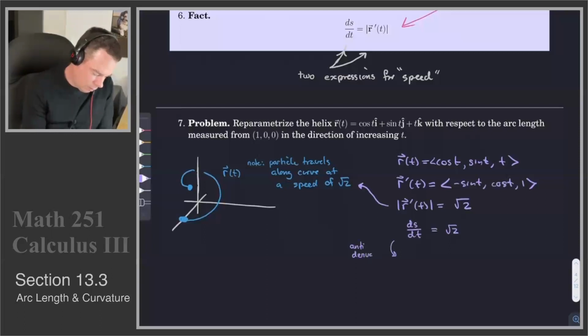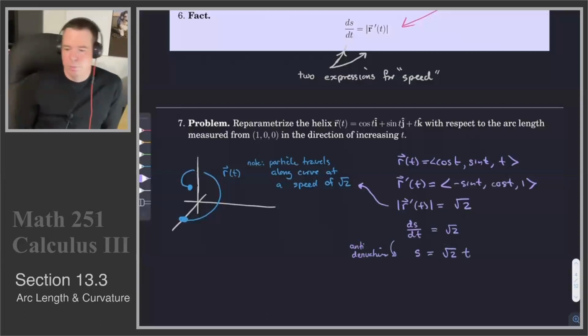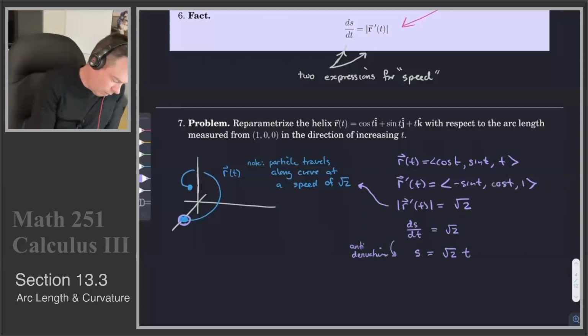Antiderivative of this, and we get that s is equal to root 2t. I don't need to insert a constant of integration because this just says that when t equals 0, s is corresponding to 0. So we are standing right at this point, in other words. S and t correspond to the same point.